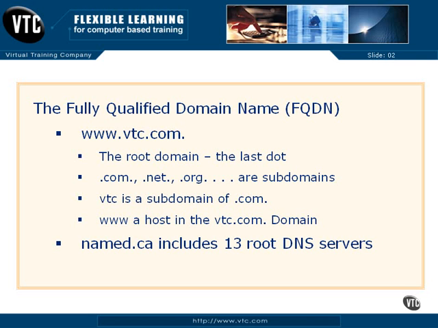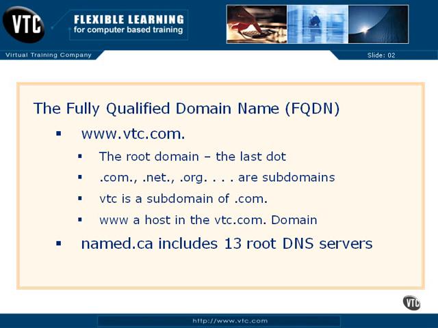Top-level domains such as .com, .net, .org, and so on are actually subdomains. The top-level dot is also known as the root domain. The authoritative DNS servers are distributed in 13 locations worldwide. If you've installed the caching name server package, you can find this list in the /var/named/named.ca configuration file.